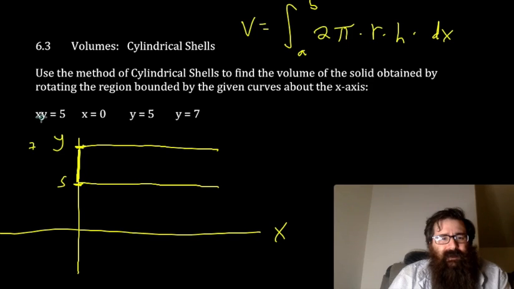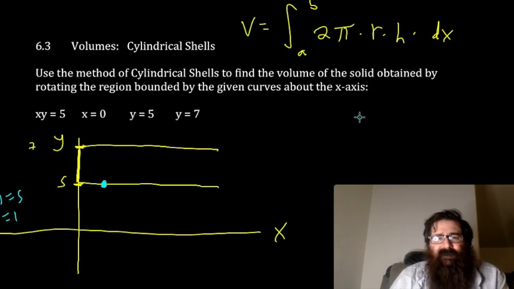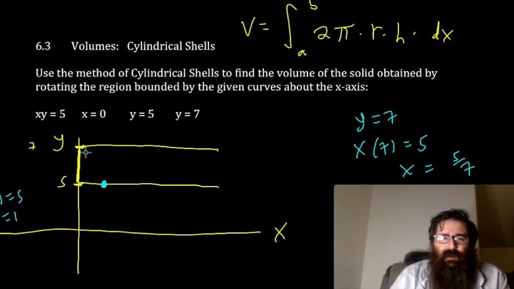I could start by saying, well, when y equals 5, x times 5 equals 5 means that x is 1. So x is 1 and y is 5, which gives me a point there. But what about when y is 7? When y is 7, I get x times 7 equals 5, or x is equal to 5/7. This is actually less than 1, right? 5/7 is less than 1. So this would bring me up here, maybe sort of like there.